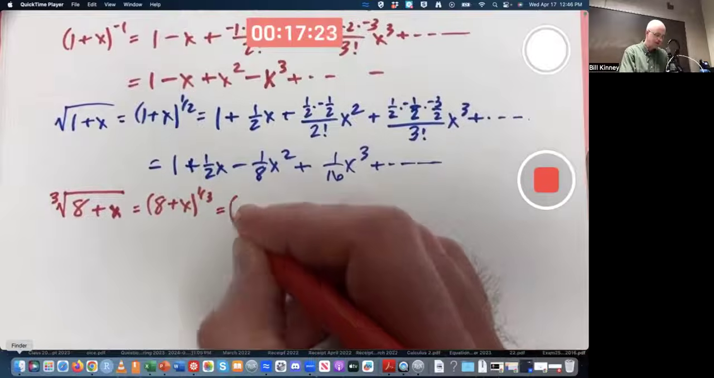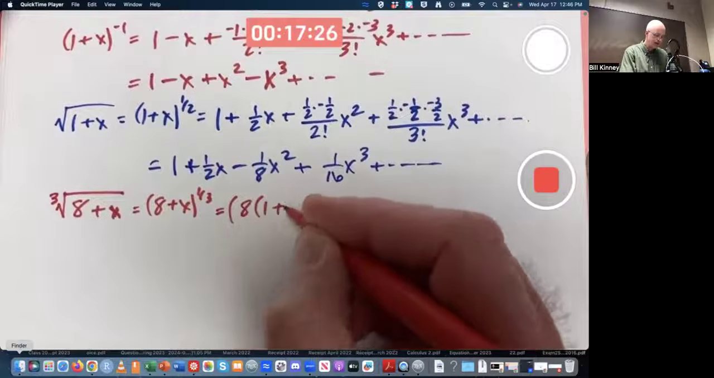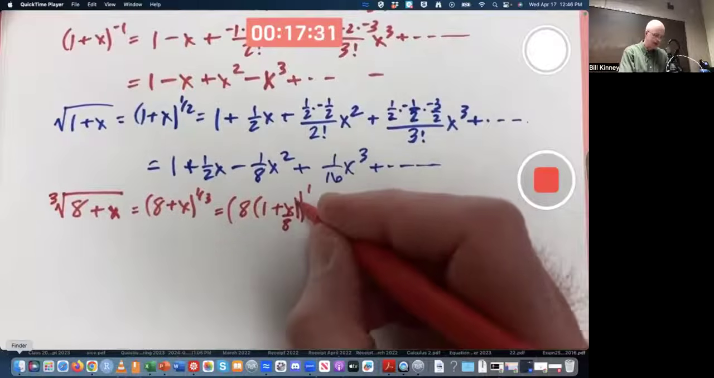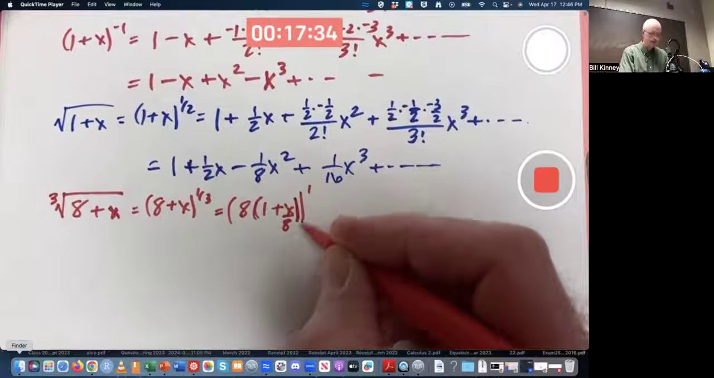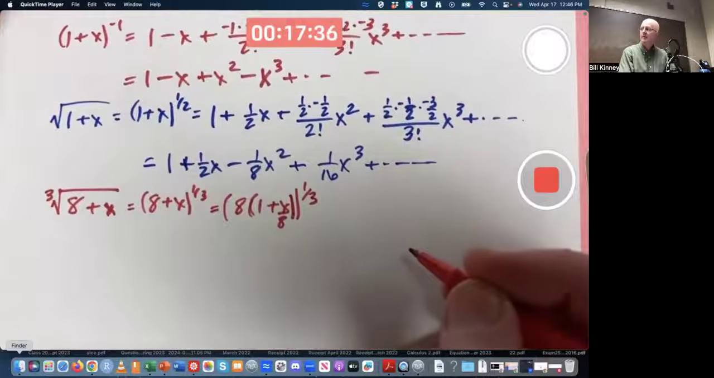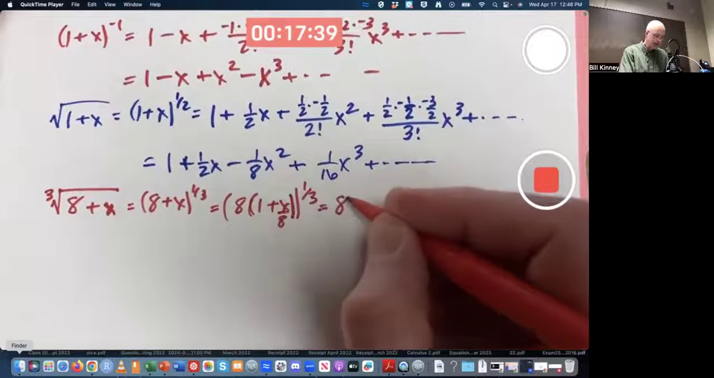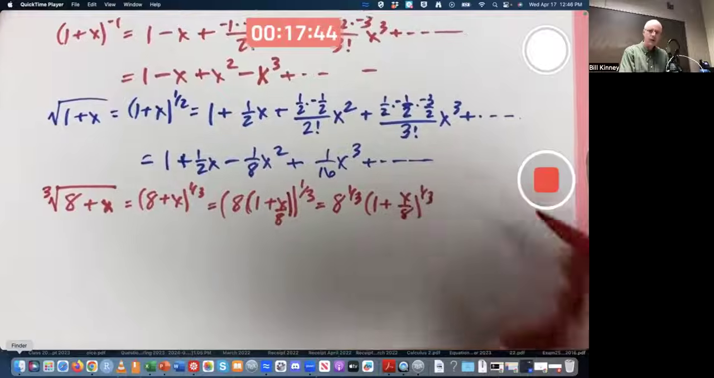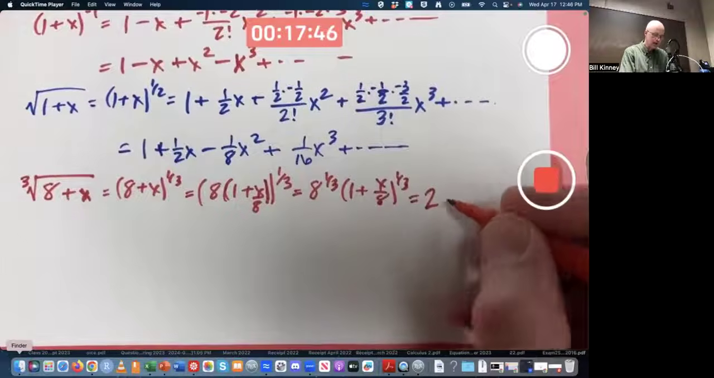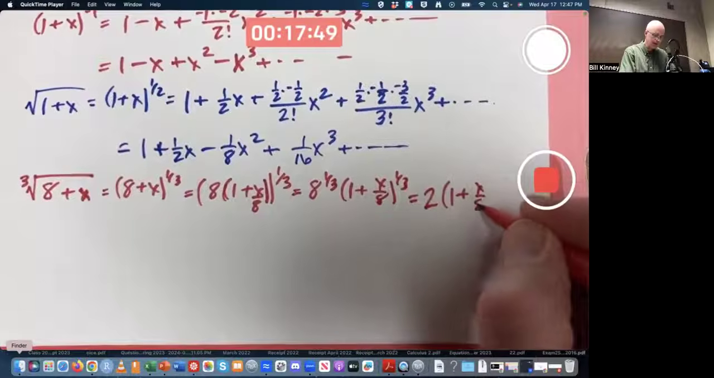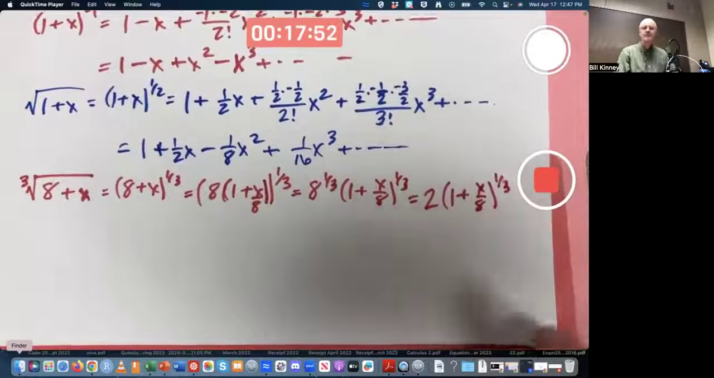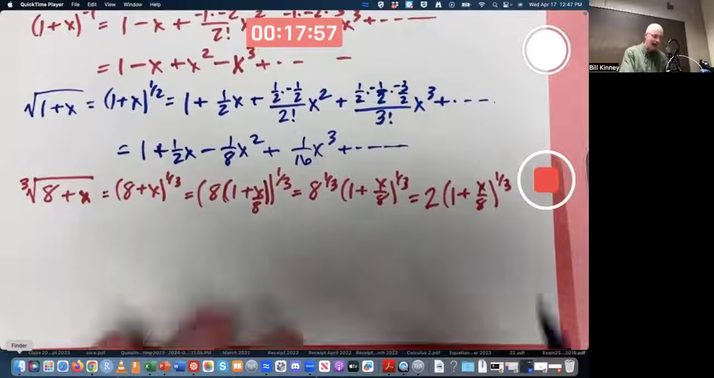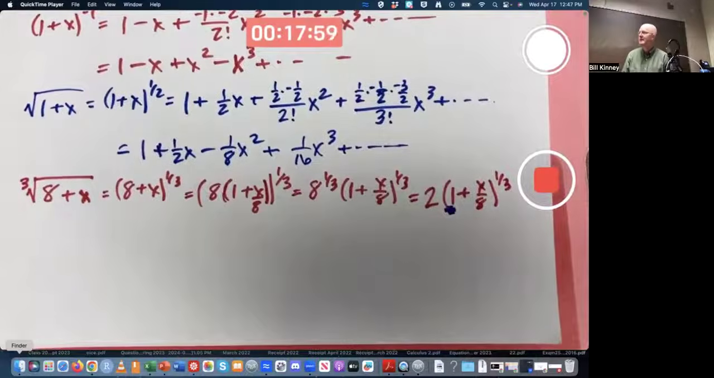I don't like that being an 8, so factor out the 8. But don't make a mistake. If you factor out that 8, you get x over 8 right there. That's all to the 1/3 power, which is the same as 8 to the 1/3 times 1 plus x over 8 to the 1/3, which in simplest form is 2 times 1 plus x over 8 to the 1/3. I claim this is helpful. Why? Because now I have a 1 there instead of an 8.